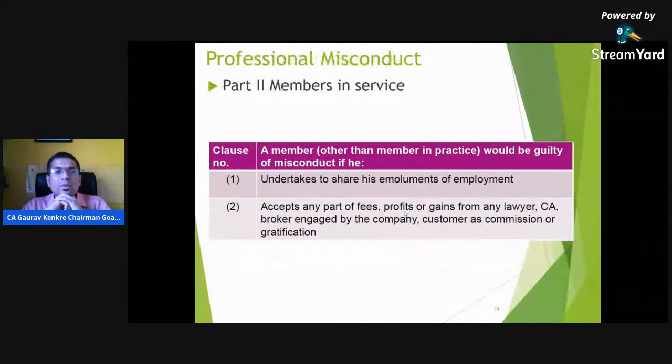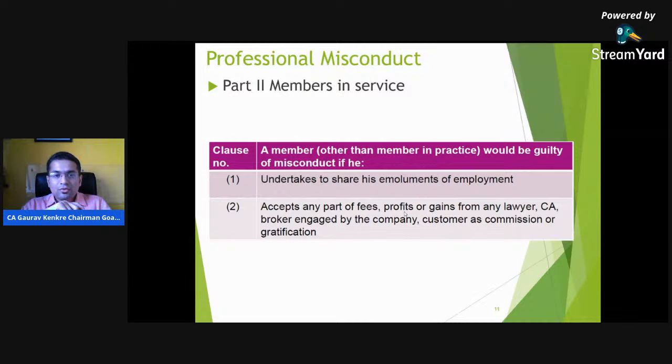We now move to members in service. Members in service can be held guilty of misconduct if they undertake to share emoluments of their employment. A member in service is basically someone who is working in a company as a salaried employee, and he decides for some reason that he will share his salary with some other third person who is not at all connected with the work. That will be a professional misconduct.